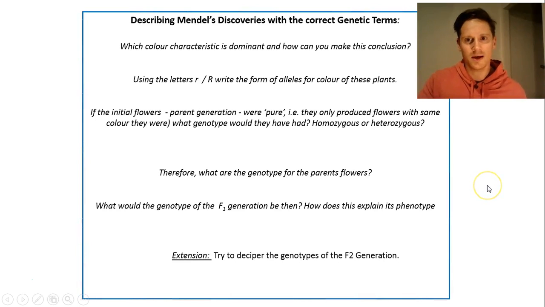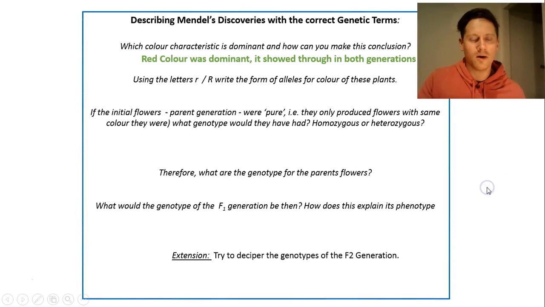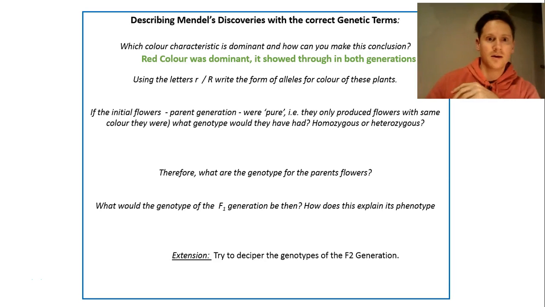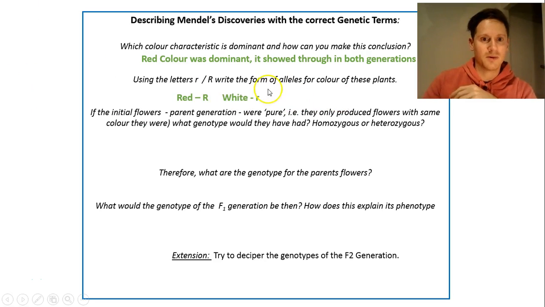Why was this? Okay, now the reason was to do with genetics and to do with inheritance. Now red plants were dominant, and this showed through in both generations. Okay, the red was always there, and when there was a percentage of red and white, there was always more red. So from that we can tell that red was the dominant characteristic. So in terms of alleles, we would have big R for red, little r for white.